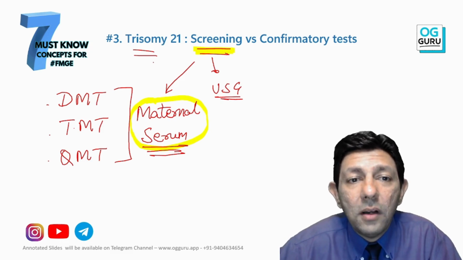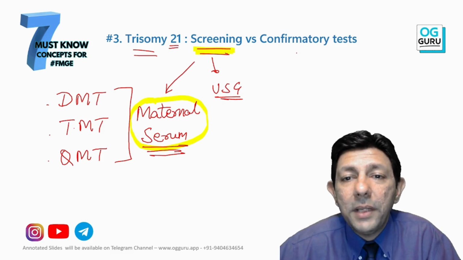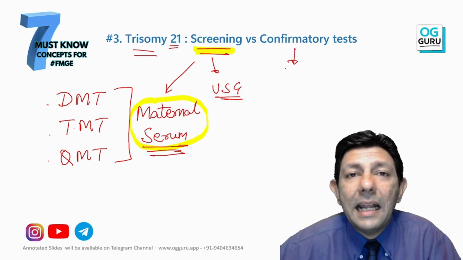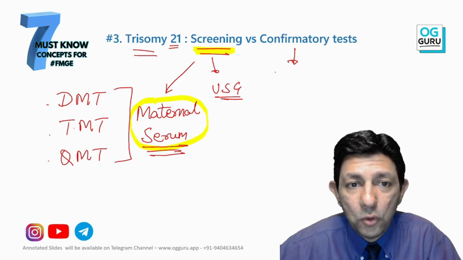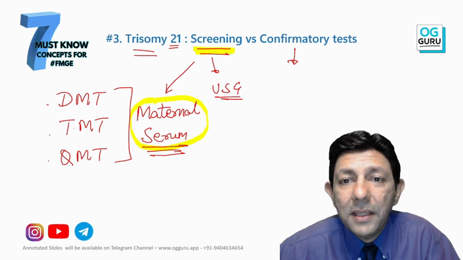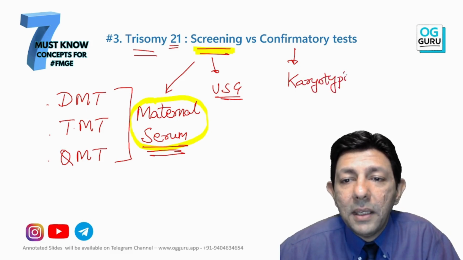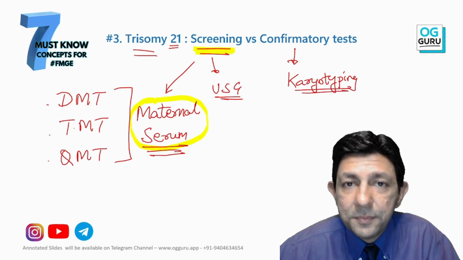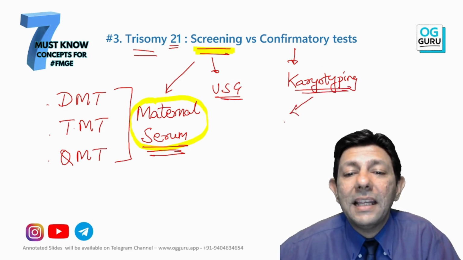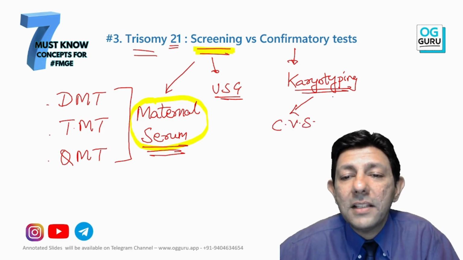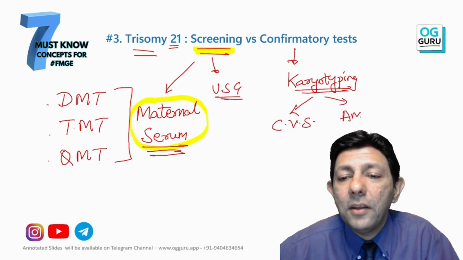If I want to confirm whether the baby is having trisomy 21 or not, we all have 46 chromosomes. I want to detect whether the baby is having 47 chromosomes. So the confirmatory test is by doing karyotyping. Is this understood? And how to get the sample for karyotyping? Yes sir, either chorionic villus sampling or amniocentesis.